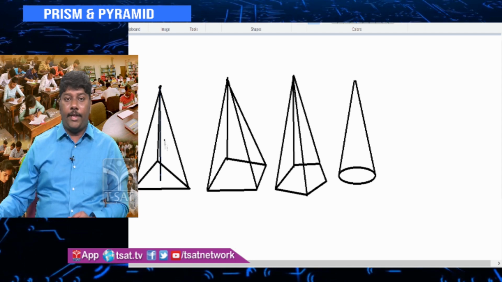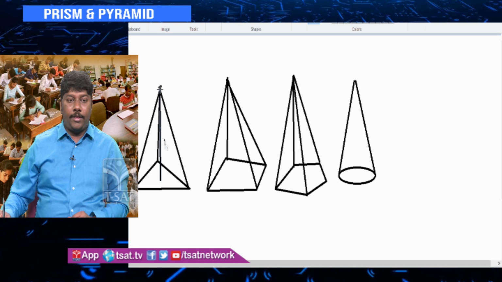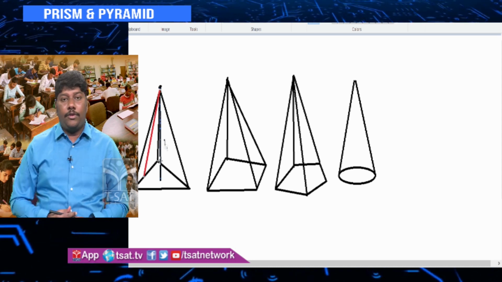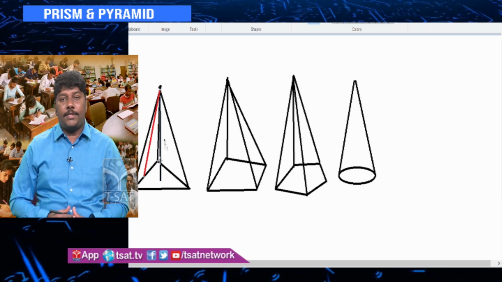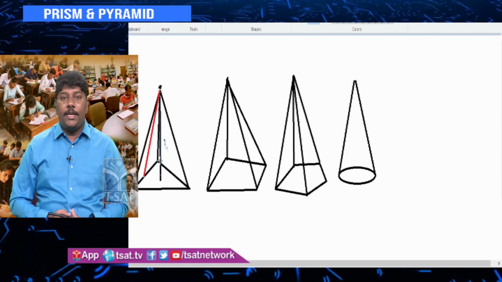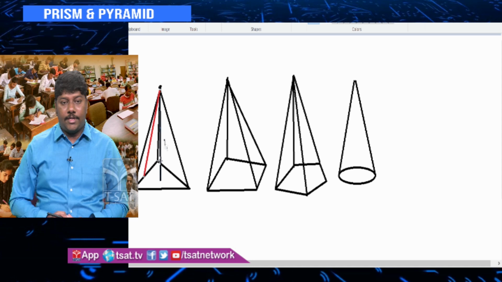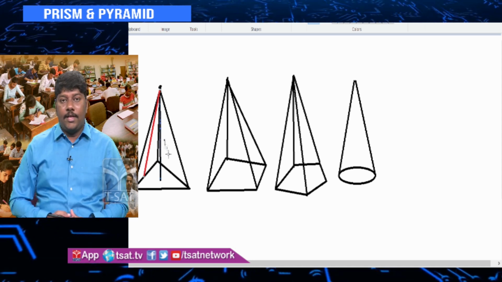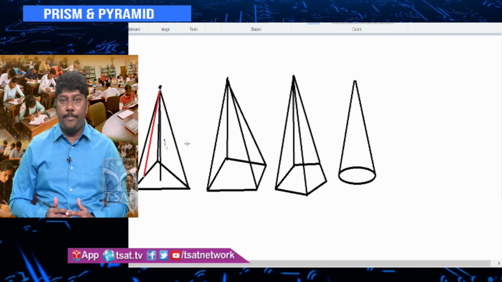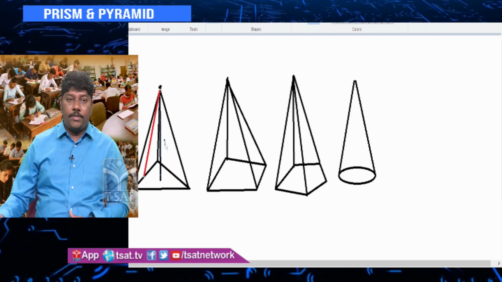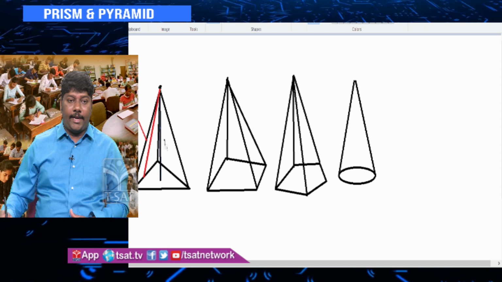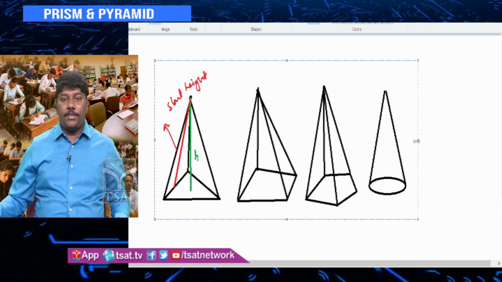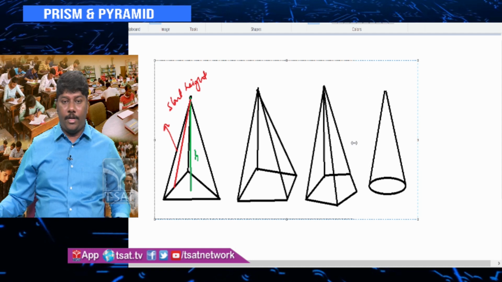In the same manner, if I take this red line and draw it, this is also a height, but it is the height of the surface. So, you call it a slant height. Here the surfaces are triangular. In case of a prism, the surfaces are rectangular, here they are triangular. The height of the triangular surface is nothing but the slant height. So, the red one is the slant height and the green one is the height of the pyramid.